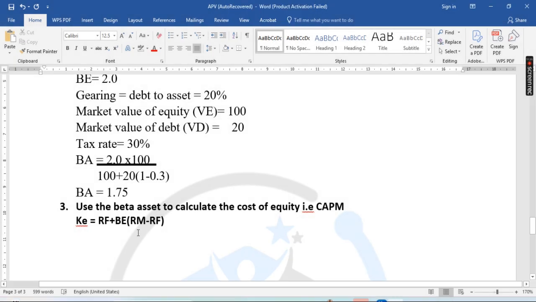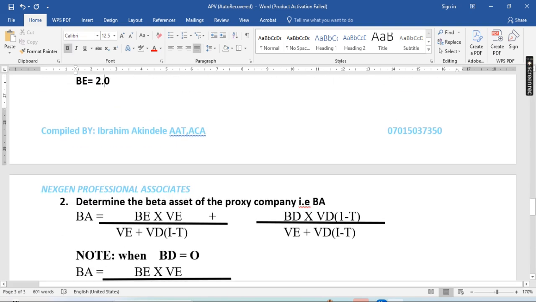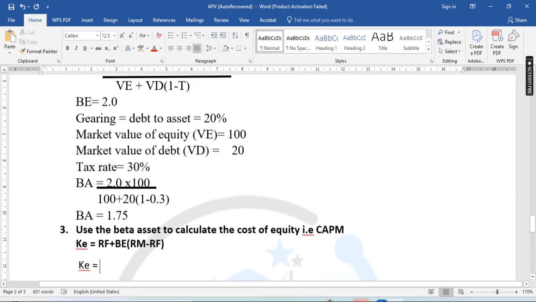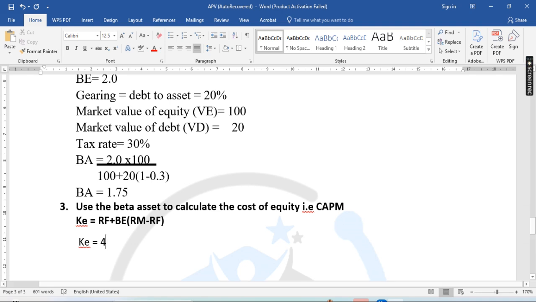CAPM. It is assumed that your beta will be your equity beta. So in this case, the cost of equity is equal to the risk-free rate, which is 4%, plus, please, it is assumed that your beta will be the equity beta, class.